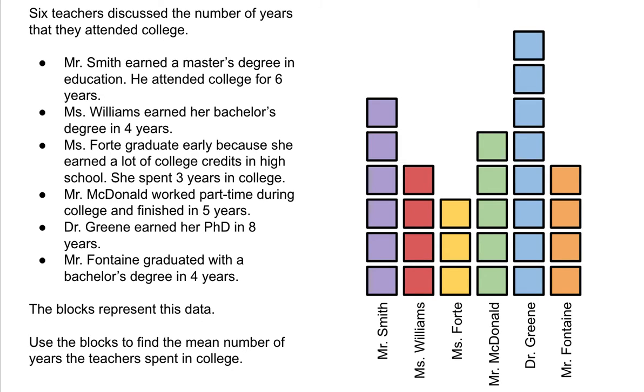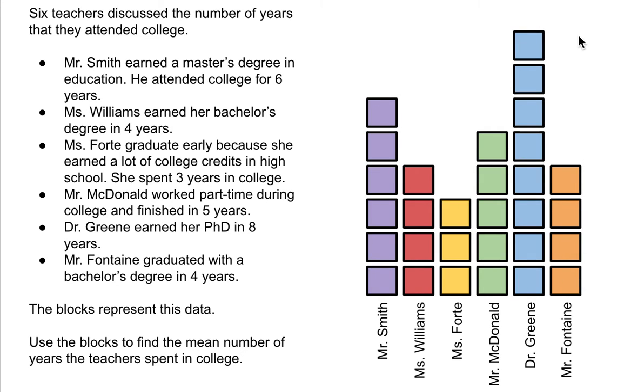Check out this example. This shows the number of years that a bunch of teachers went to college. Mr. Smith earned his master's degree in 6 years. Miss Williams got her bachelor's in 4. Miss Forte had some college credits that she earned in high school, so she graduated early in just 3 years. Mr. McDonald worked part-time during school, so he graduated in 5 years. And then Dr. Green took 8 years because she got her PhD, and Mr. Fontaine got his bachelor's degree in 4 years.